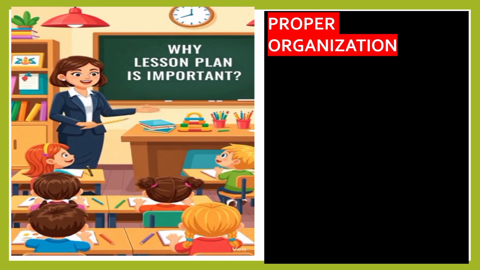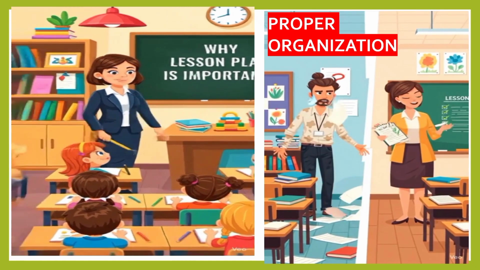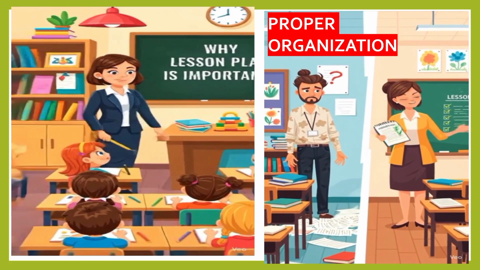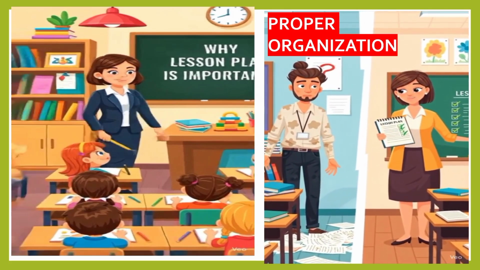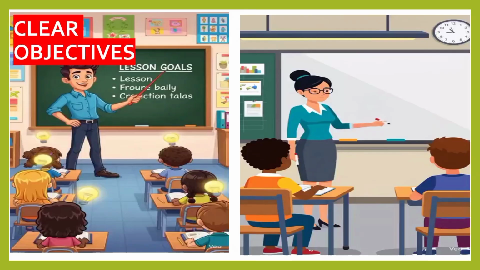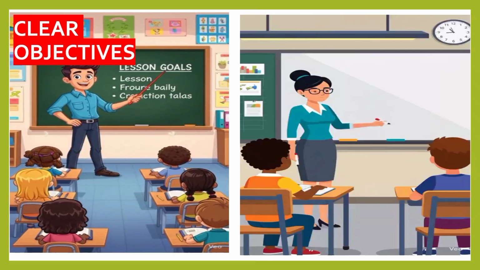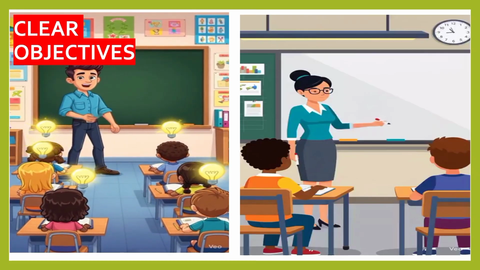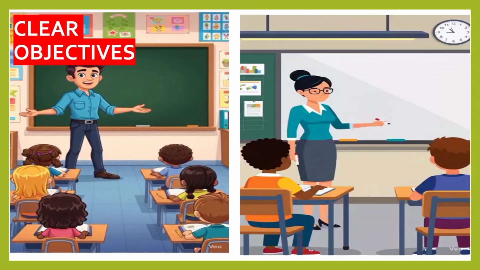The first one is proper organization. Proper organization means that the lesson is planned in a step-by-step manner. The teacher knows what to teach first, what comes next, and how to conclude the lesson. Then come clear objectives. Clear objectives tell exactly what students should learn by the end of the lesson. These objectives act like a goal or target for both the teacher and students.